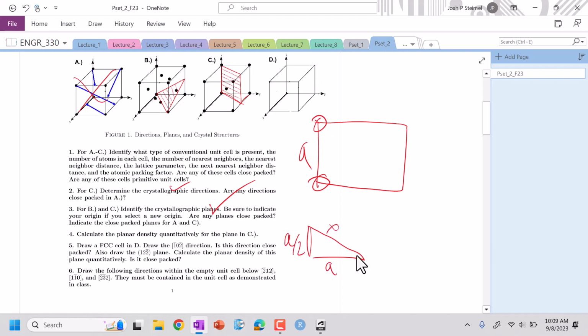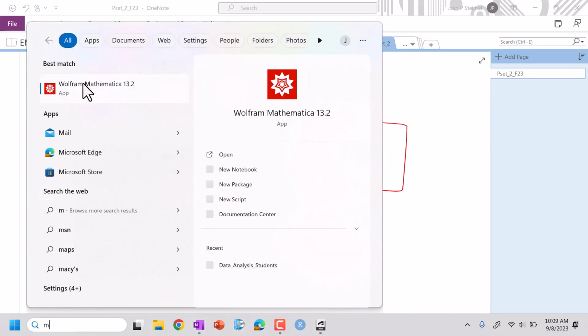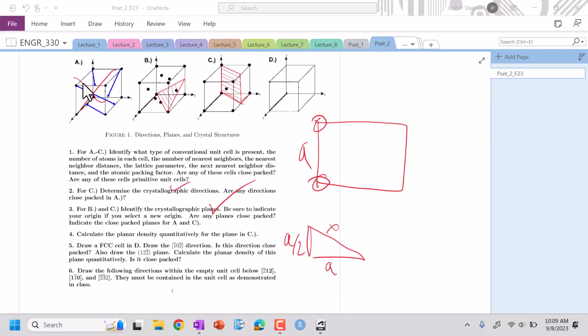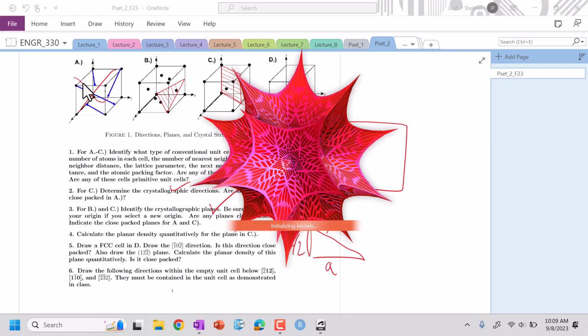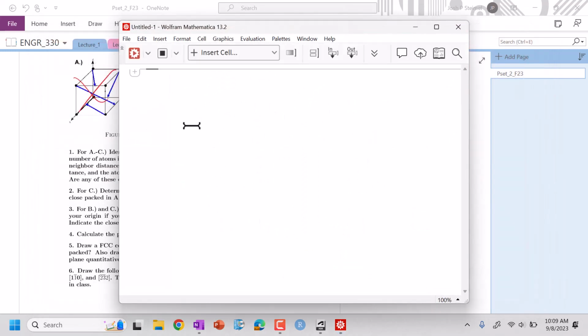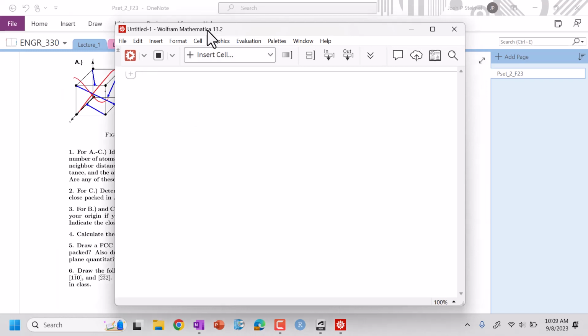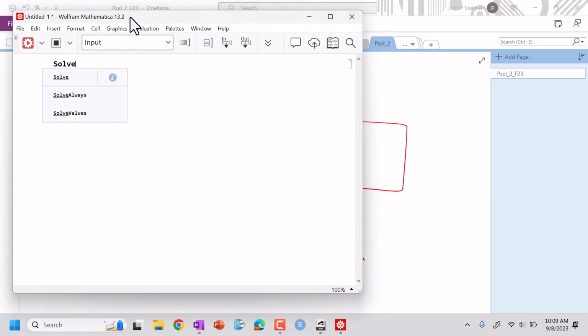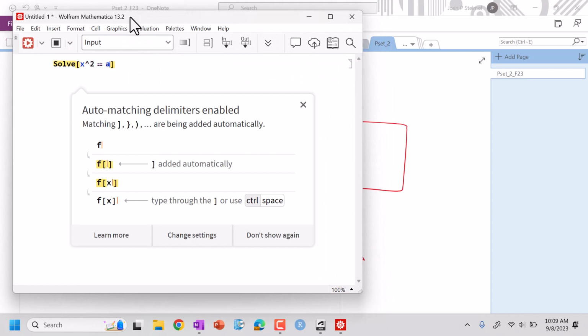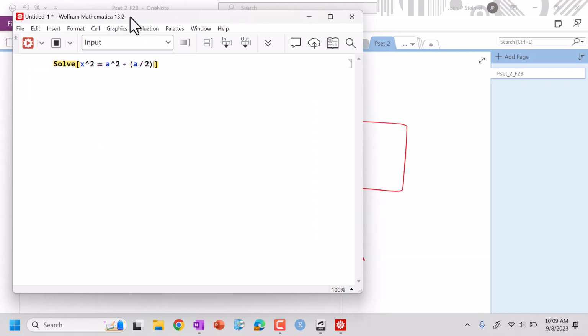So this is going to be x. Pythagorean theorem comes back to haunt us yet again. Not really haunt, but slightly annoy. And again, we're going to have to wait for Mathematica to pop on up. We can get moving here. So I'm going to say solve x squared equals a squared plus a divided by 2 squared for x. And then shift enter.